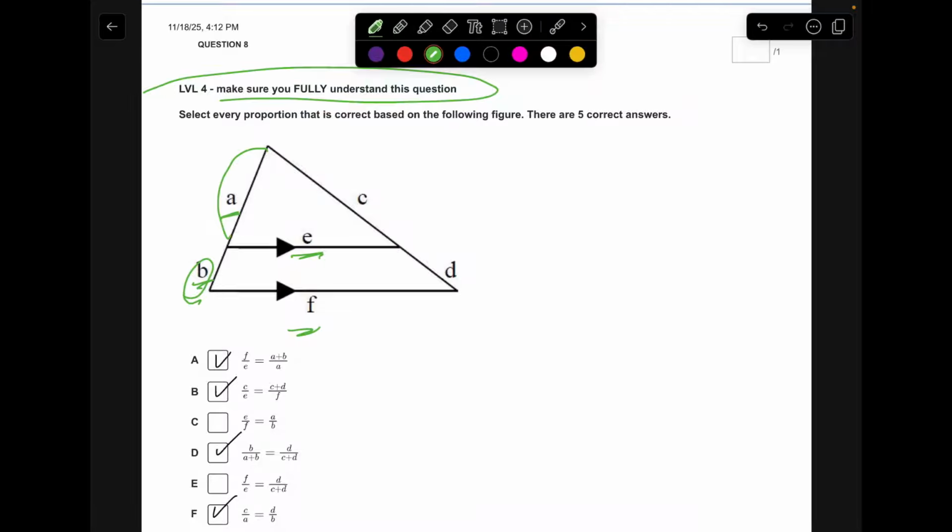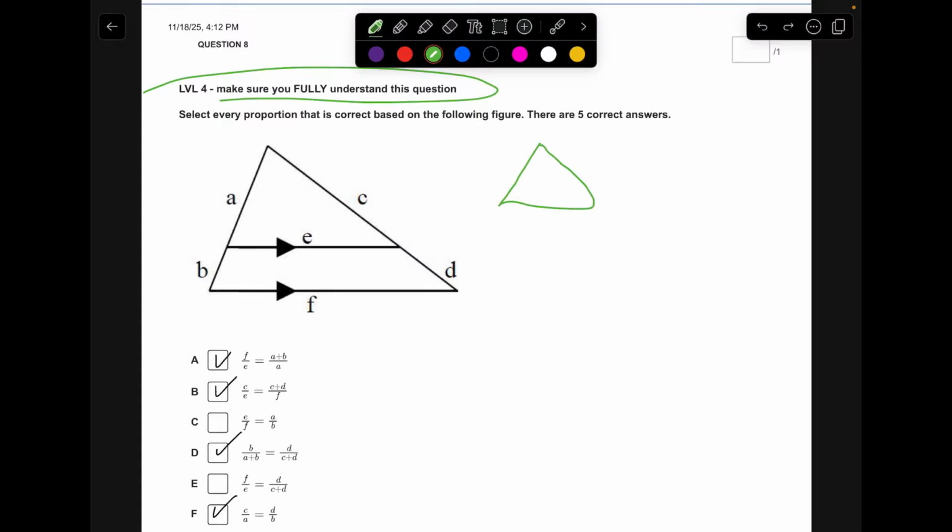That's not it. Can't do that. If you're using the parallel lines, E over F would be A over A plus B. If you're using the parallel lines, you better focus on the triangles.